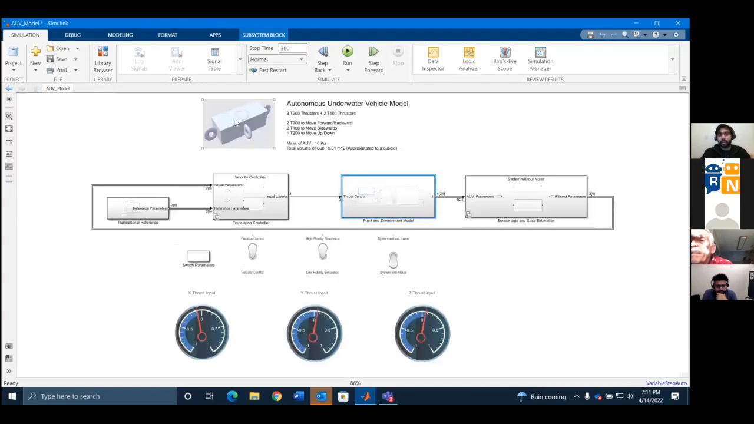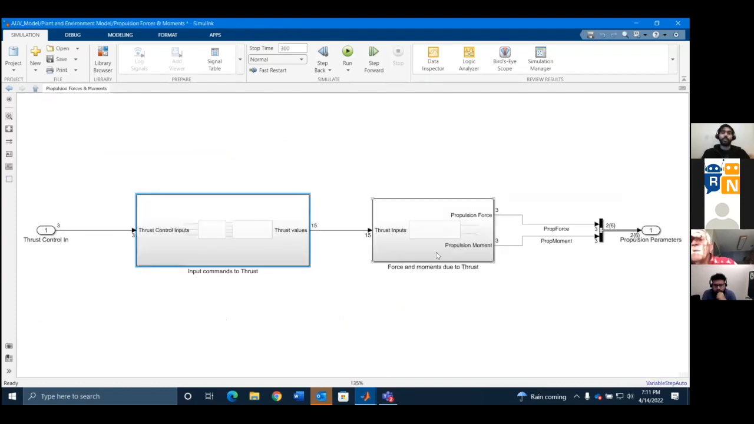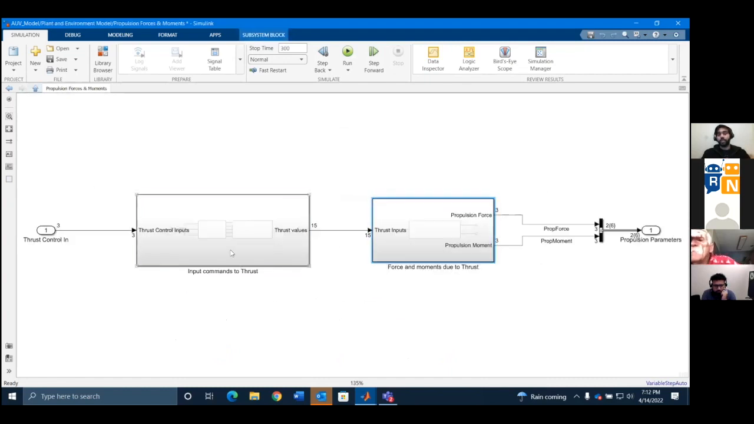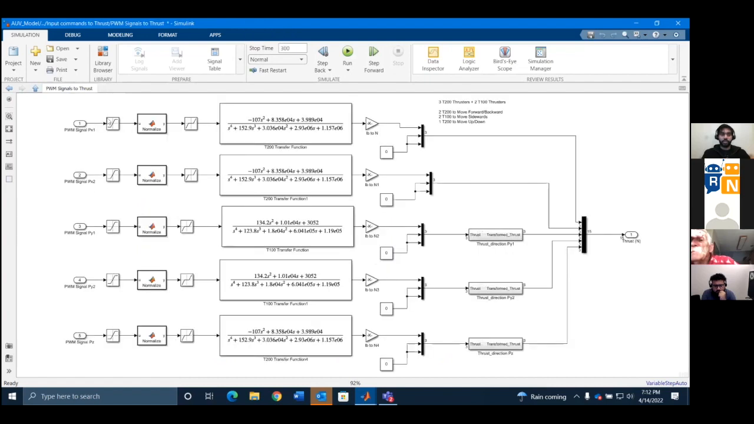we have five thrusters. So we have to calculate the amount of force required for each thruster. The way we do it is by system identification. When we have PWM signals, we need a system model, which we find by system identification. System identification is a process of determining system models from your data. We'll be covering more about it in our upcoming webinar.